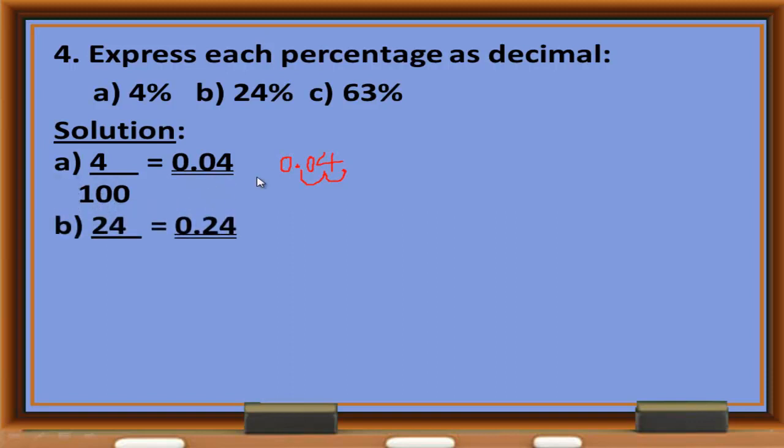The next is 24 over 100. 24. Here, the point is here. Then divide by 100. It has 2 zeros, therefore 1, 2. The point will be here. 24 divided by 100 in short is 0.24. C. 63 over 100 is 0.63.